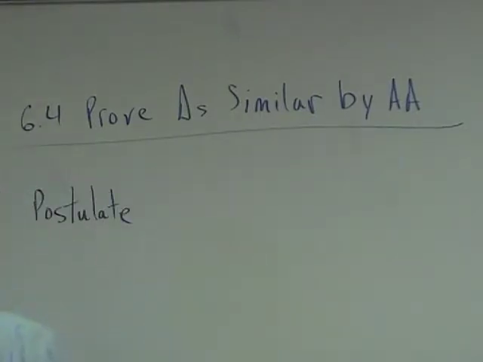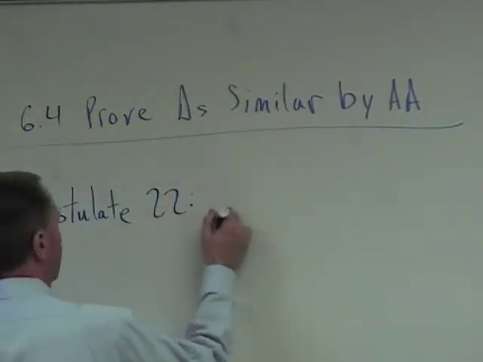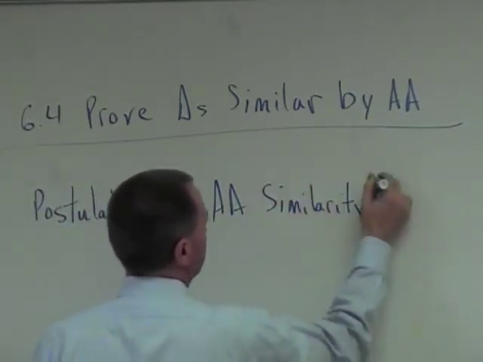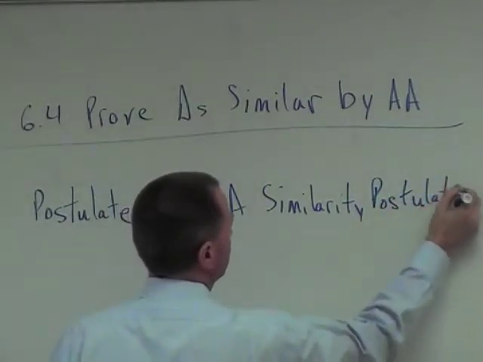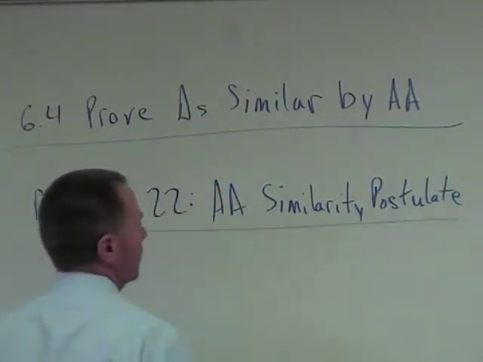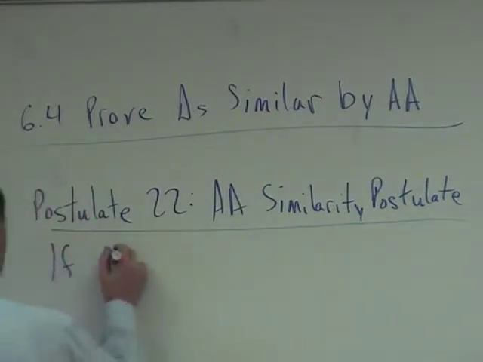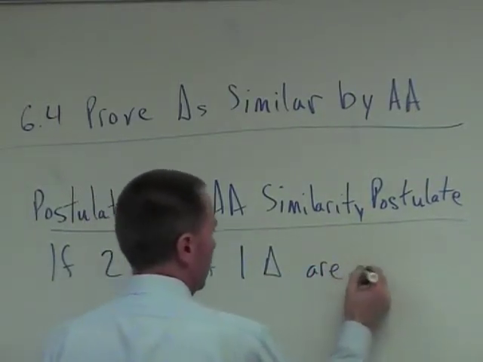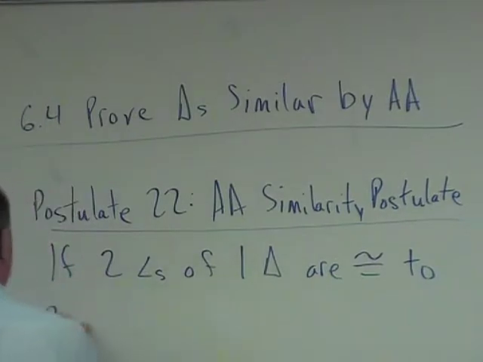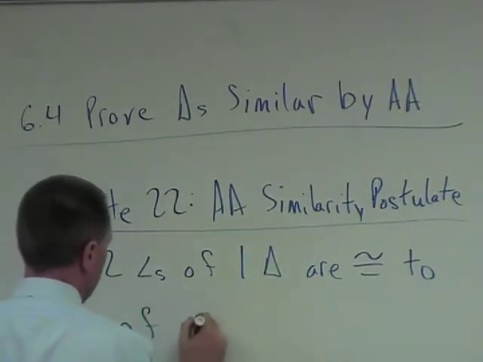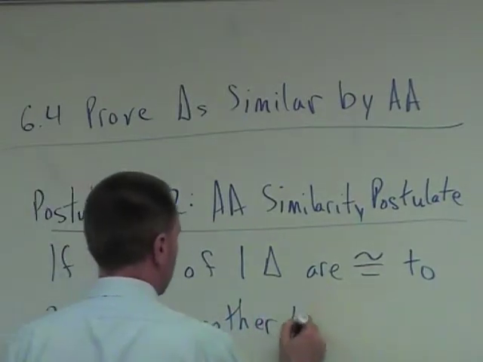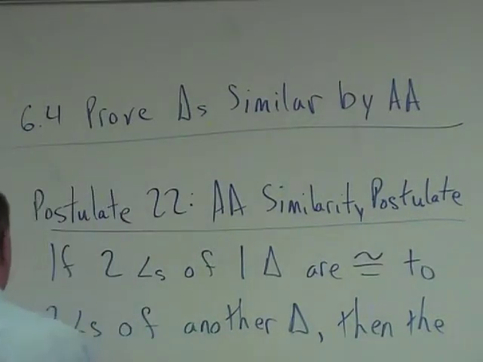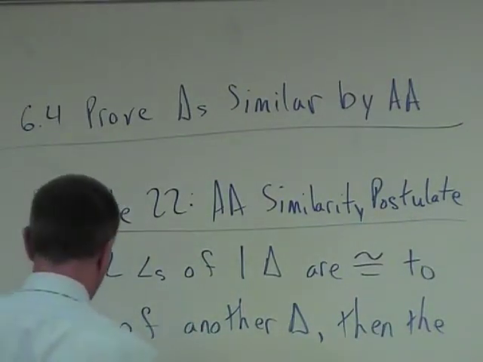That'd be good to be on the quiz tomorrow. Postulate 22. You're right. Angle-angle similarity postulate. If two angles of one triangle are congruent to two angles of another triangle, then the two triangles are similar.